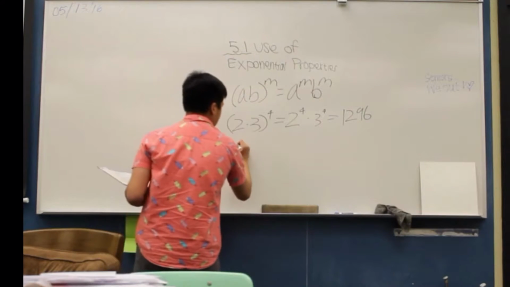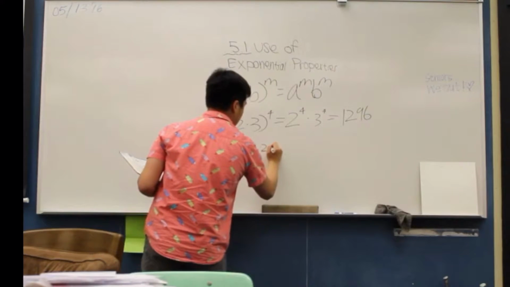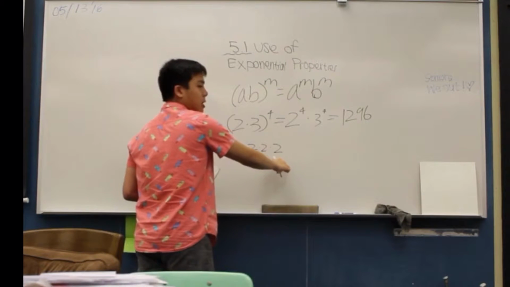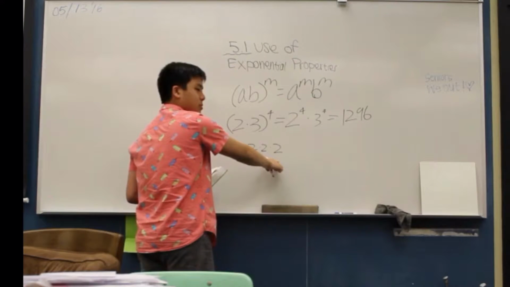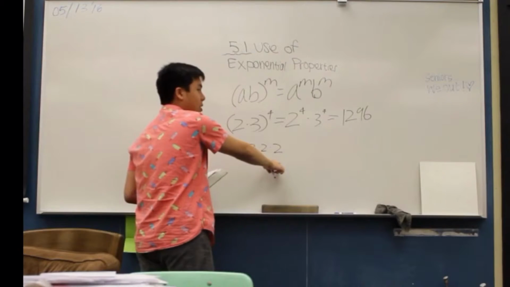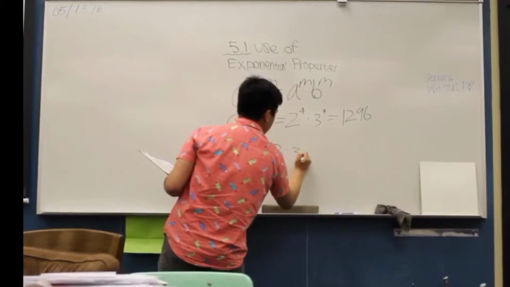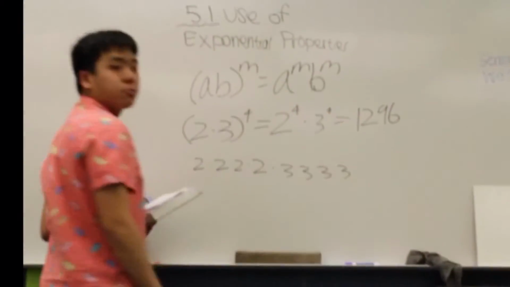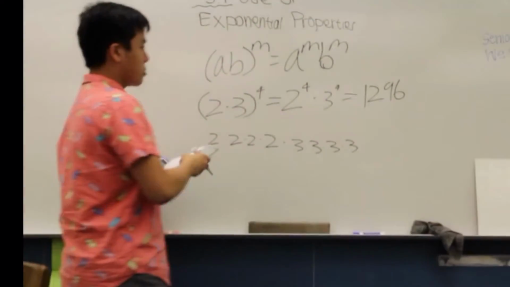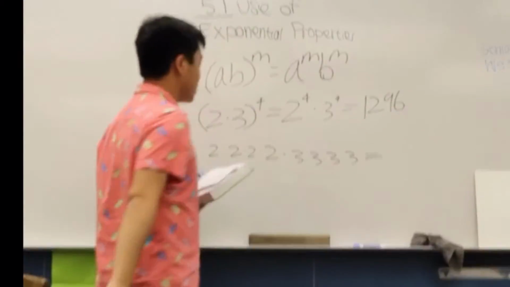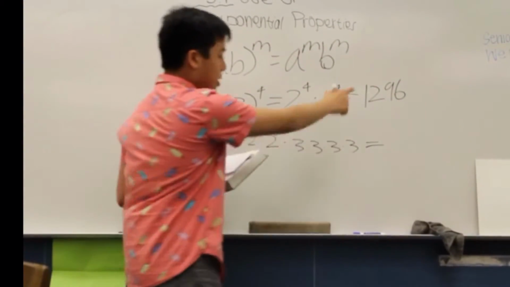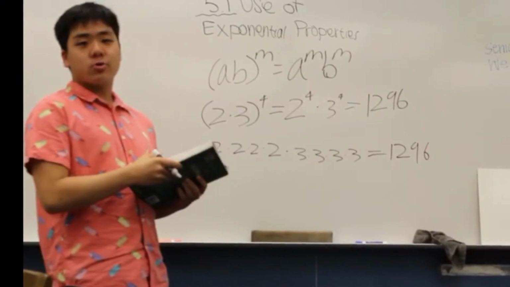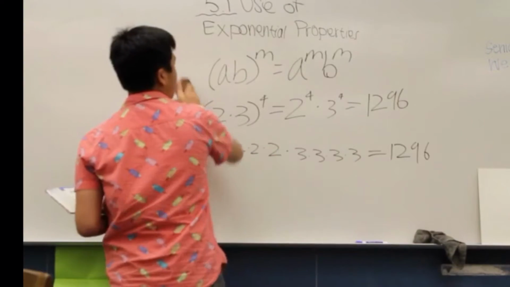So it's literally this. 2 times 2 times 2 times 2, because the exponent is 4, there's 4 of it. I'm gonna guess here that you guys can count. And then multiply by 3 times 3 times 3 times 3, because the exponent is 4. Since I'm too lazy to do the rest of the equation, the answer's right there, so it's 1,296. Do you guys get it? Good. Okay, let's go to the next one.